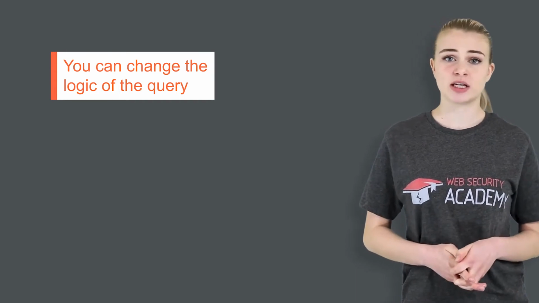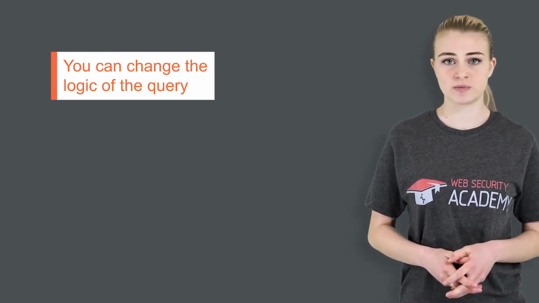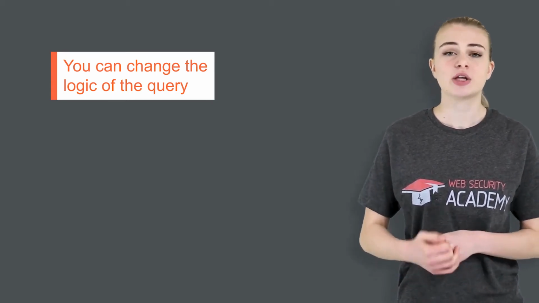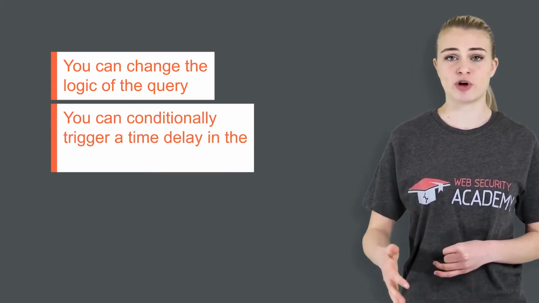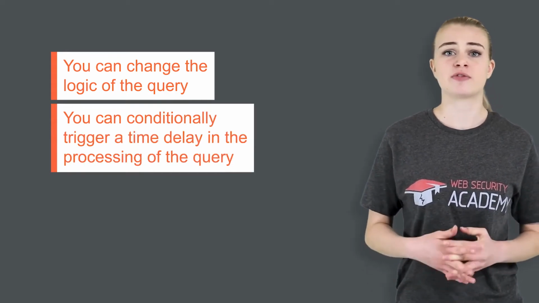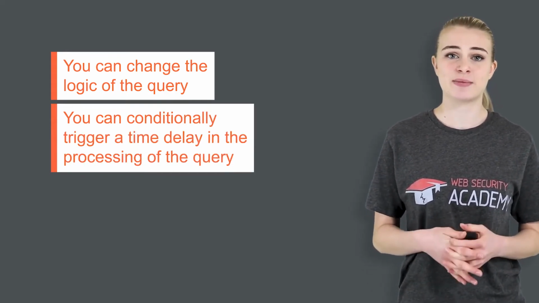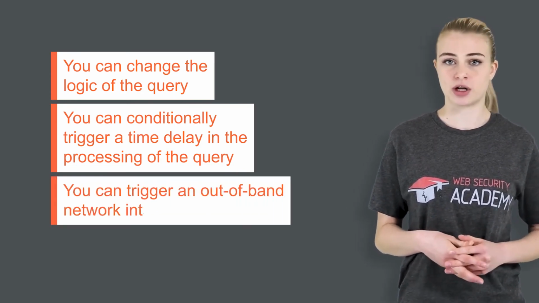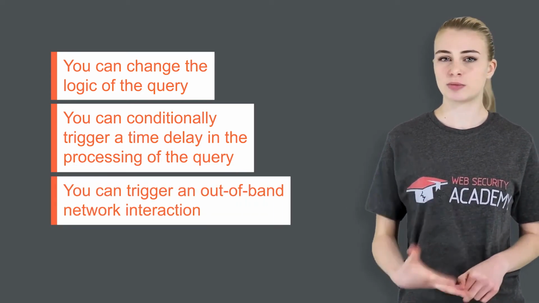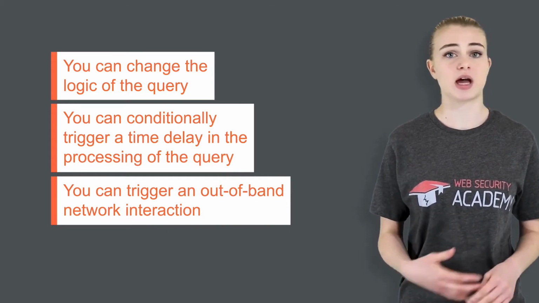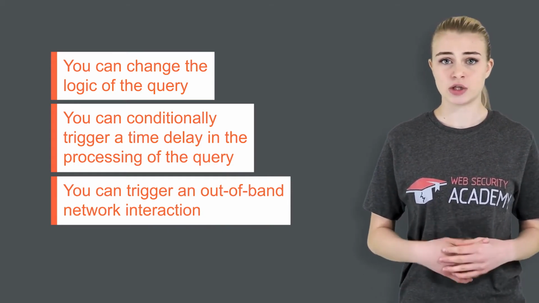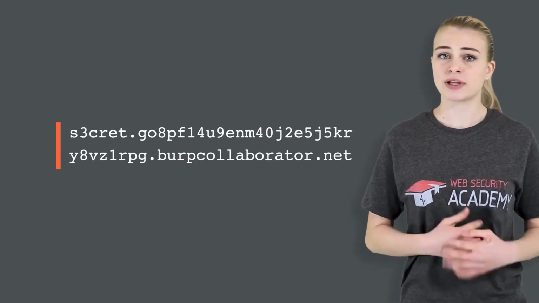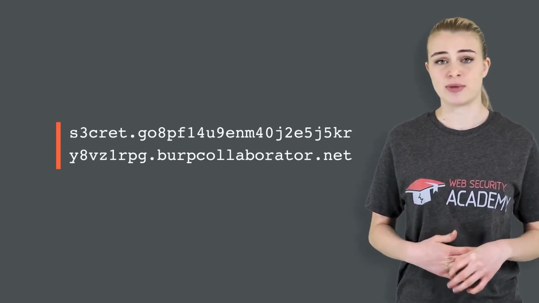This might involve injecting a new condition into some Boolean logic, or conditionally triggering an error such as a divide by 0. You can conditionally trigger a time delay in the processing of the query, allowing you to infer the truth of the condition based on the time that the application takes to respond. You can also trigger an out-of-band network interaction. This technique is extremely powerful and works in situations where the other techniques do not. Often, you can directly exfiltrate data via the out-of-band channel, for example, by placing the data into a DNS lookup for a domain that you control.